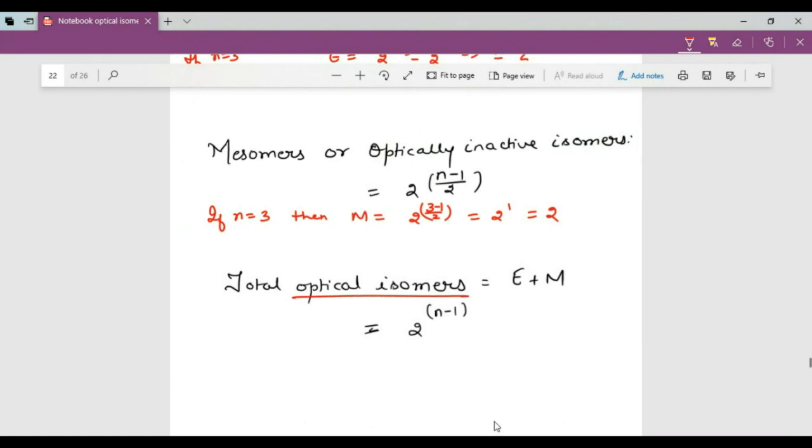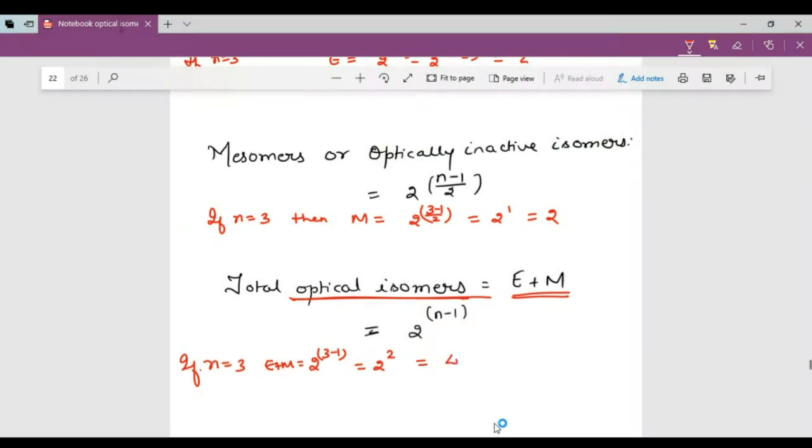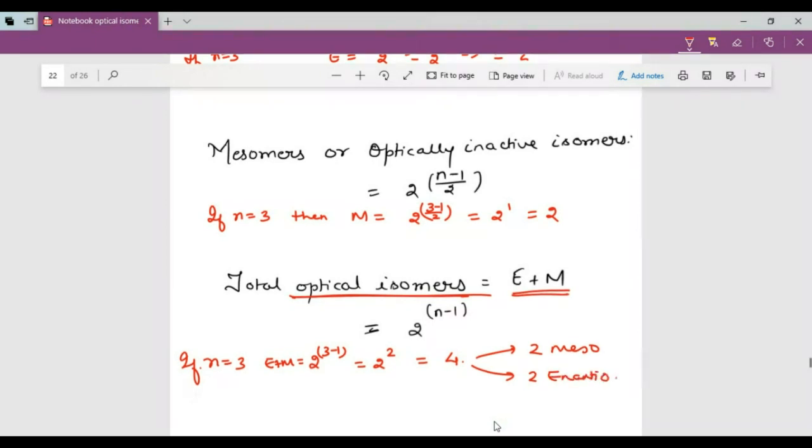Again, if the total optical isomers are asked, then it is E plus M. So for n equal to 3, 2 raised to power 3 minus 1, E plus M, 2 raised to power 2, that is 4. Total isomers are 4. Out of this, 2 are meso, 2 are enantio.